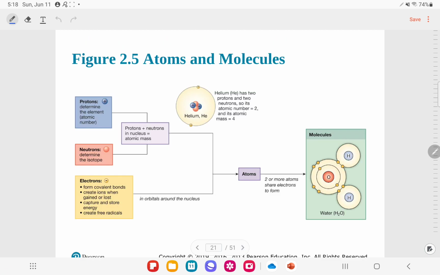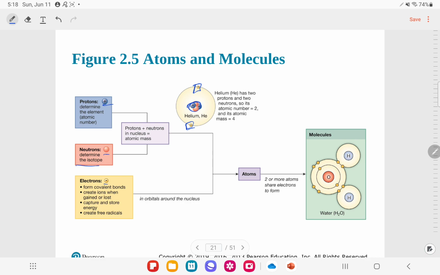So when we're looking at atoms and molecules, just a quick overview: protons are positively charged, neutrons are neutrally charged, electrons are negatively charged. Protons determine the element, or the atomic number. The neutrons determine the isotope. The electrons form the covalent bonds, create the ions, capture and store the energy, and create those free radicals. We're going to typically find protons and neutrons in the center of the atom. We're going to find electrons on the outskirts of the atom, in the electron cloud.